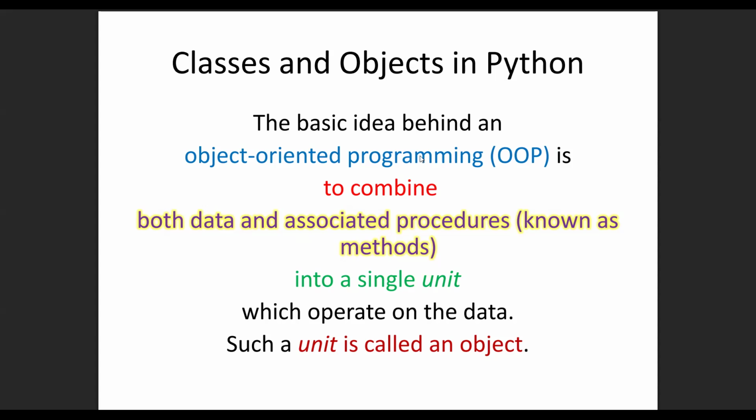So why object-oriented programming, and what is the basic idea behind it? The basic idea behind object-oriented programming is to combine both the data and the associated procedures that operate on the data into a single unit. Such a unit, which can operate on the data, is called an object. So this is the basic idea behind object-oriented programming.